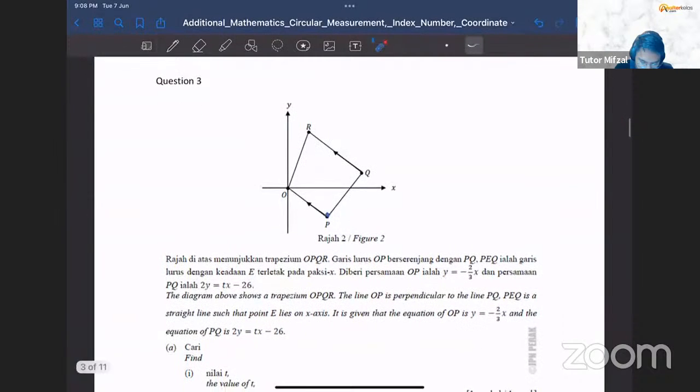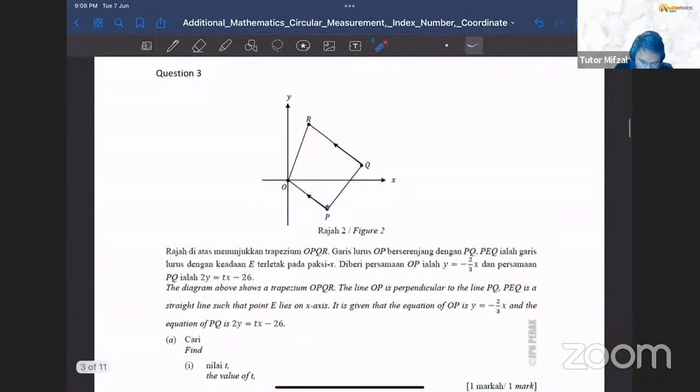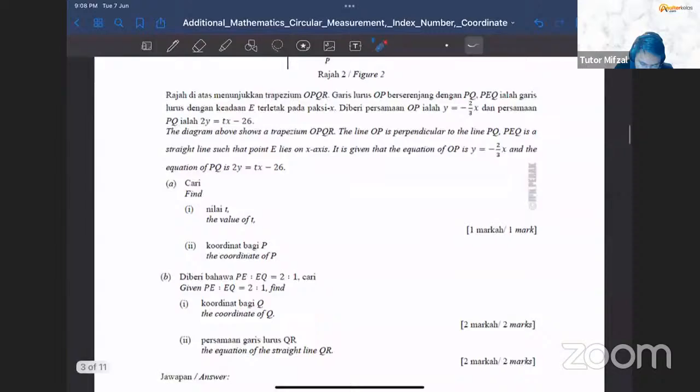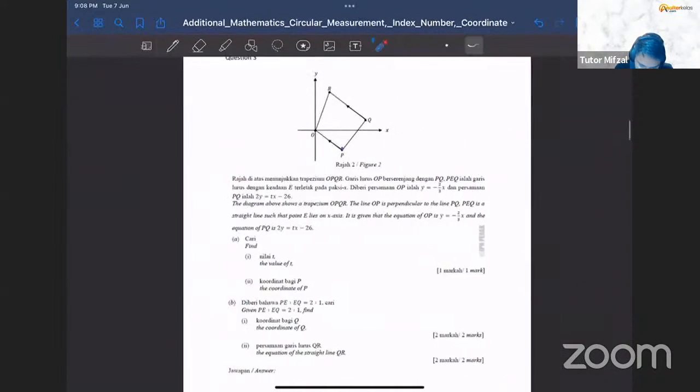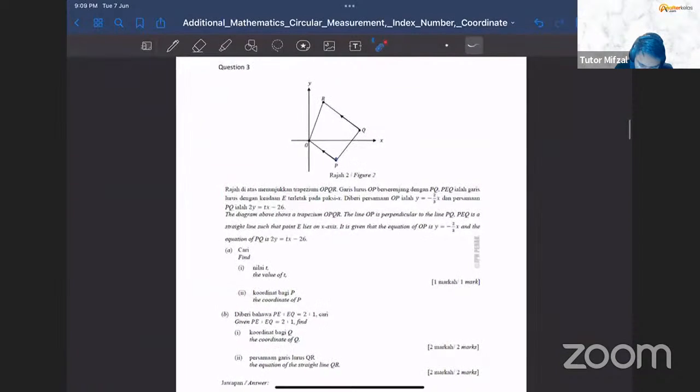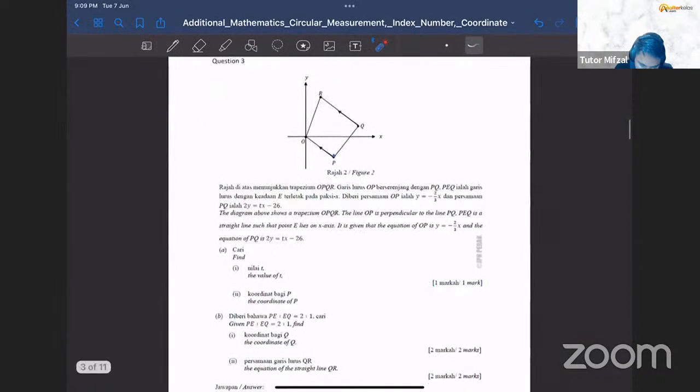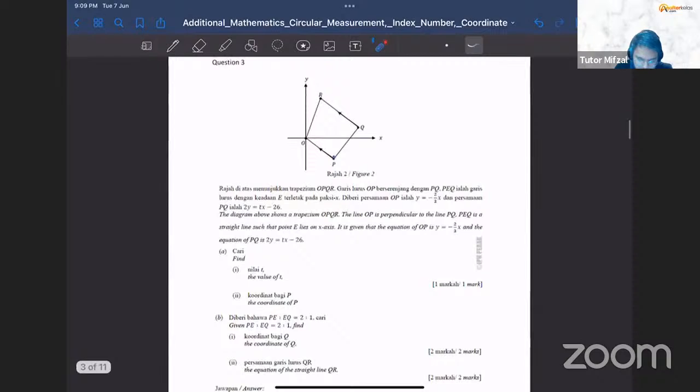So we have done both question number one and also question number two. I'll give you guys some time to figure out question number three, roughly around 5 minutes, before we attempt this question together. Now, this is a paper two question. Ni soalan paper two, and normally your paper two would look something like this.